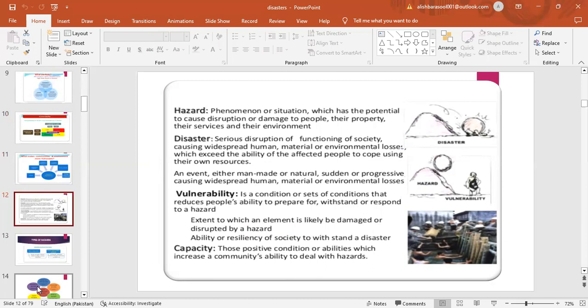An event either man-made or natural, sudden or progressive, causing widespread human, material, or environmental losses. Vulnerability is a condition or set of conditions that reduces people's ability to prepare for, withstand, or respond to a hazard. Extent to which an element is likely to be damaged or disrupted by a hazard. Ability or resilience of a society to withstand a disaster. Capacity: those positive conditions or abilities which increase a community's ability to deal with hazards.